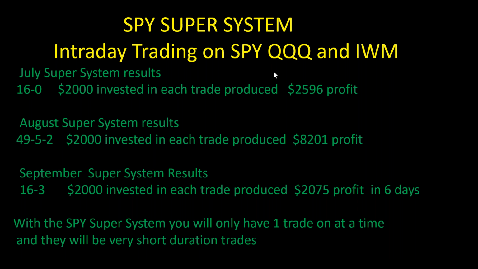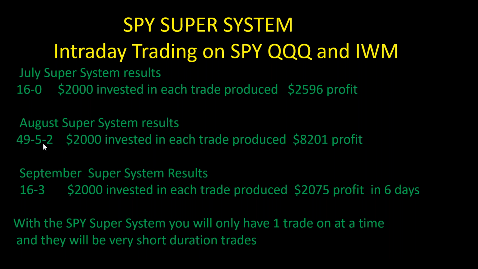So again, this is the results of the SPY super system. I only started categorizing these in July. I've been doing them for a long time, but I introduced them to the room in July. So last half of July, we did 16-0, 16 trades, 16 wins, no losses. $2,000 invested in each trade produced $2,596 profit. Some of these are really small. Some of these are only $20, $30 a contract because it was choppy. But again, still $2,596.